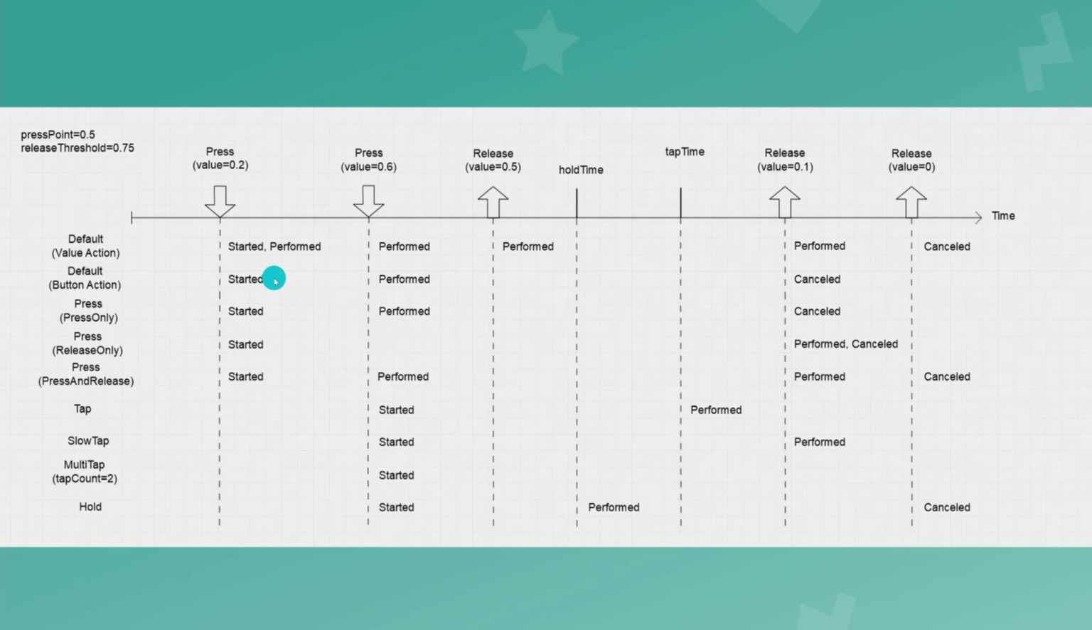With the button, it'll be started and only performed when we pass the actuation point, and it'll be cancelled if we release it. If we do press only, it'll be performed when we press, and same as the button action. On release only, it'll be performed and cancelled once we release. It does not matter the actuation point. With the tap, it'll be started once it goes past the actuation point and we have lifted our finger before this tap time is done. And the slow tap will be started if we press down above the actuation point, and it'll be performed once we release. The multi-tap isn't really descriptive here, and the hold will be started once we pass that threshold and once we pass the hold time, and it'll be cancelled once we release it.